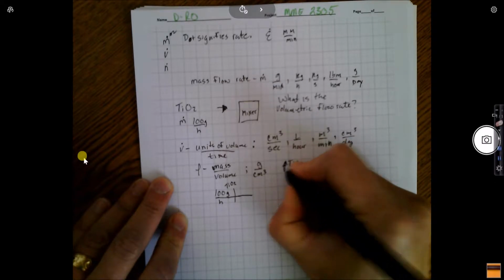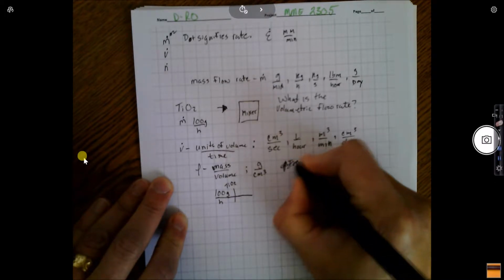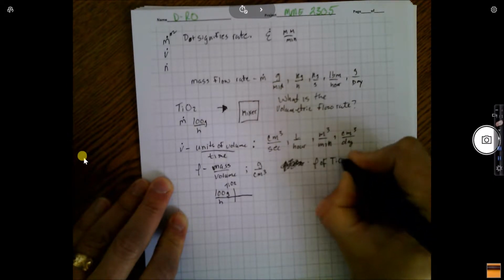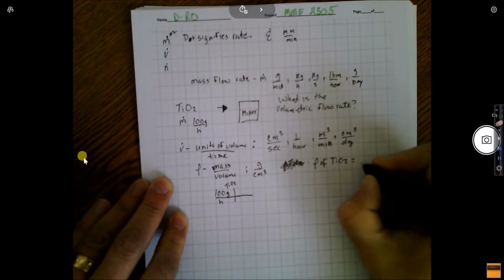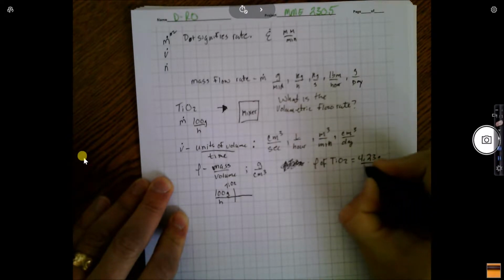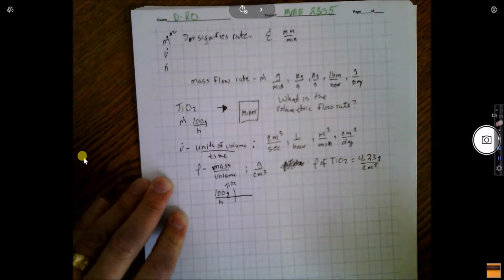This is really, really bad notation. So density here, just excuse this. Density of titanium dioxide is 4.23 grams per centimeter cubed. All right.